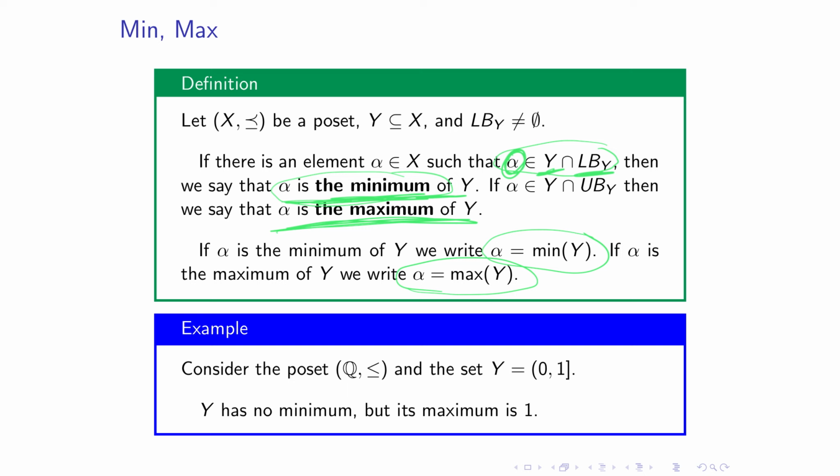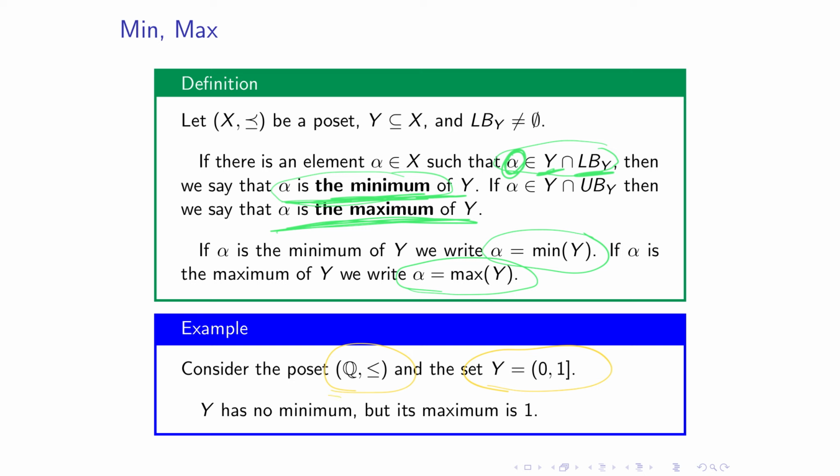And let's look at some examples. And for variety, let's not do the natural numbers again. Let's look at the rational numbers ordered by less than or equal to. And let's look at this example set Y, which is the interval from 0 exclusive to 1 inclusive.